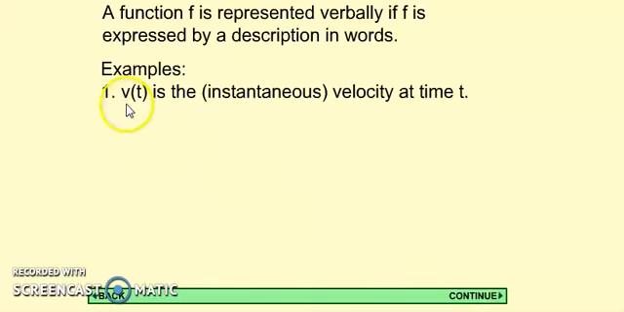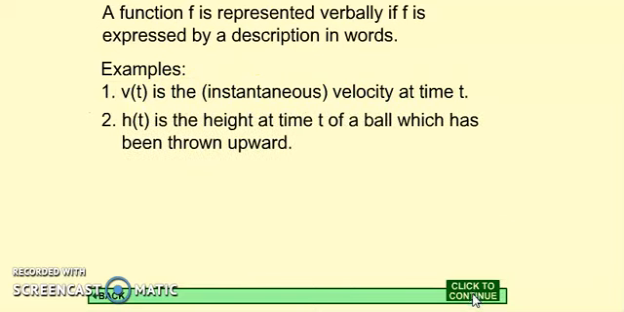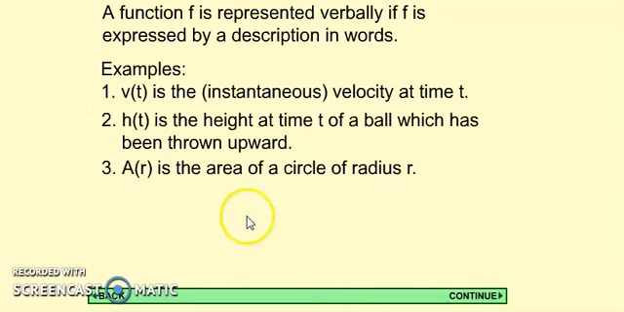Examples are v of t is the instantaneous velocity at time t, h of t is the height at time t of a ball which has been thrown upward. Means this is the way how can we represent a function. We can write it f of x, g of x, h of x, a of r, h of t, v of t. We can use any notation. And if we are using notation like this, it means that we are dealing with the function.